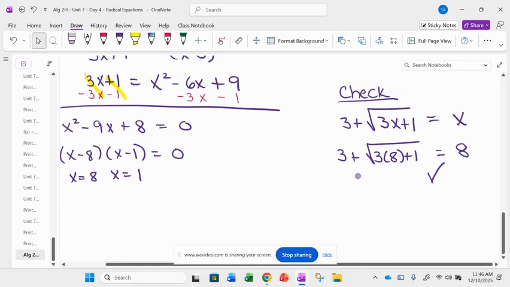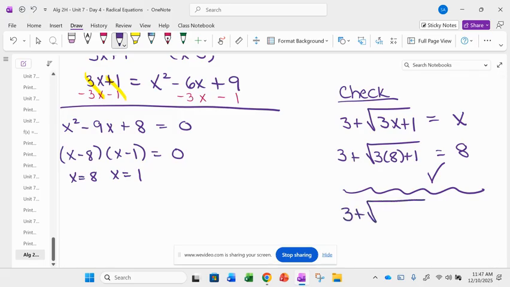I'm not done. What do I need to check now? The 1. So we're going to check 3 plus the square root of 3 times 1 plus 1 equals 1. 3 times 1 is 3 plus 1 is 4. What's the square root of 4? 2. Is 2 plus 3 1? No. So this rejects. So we're going to reject the 1 and only have x is equal to 8.